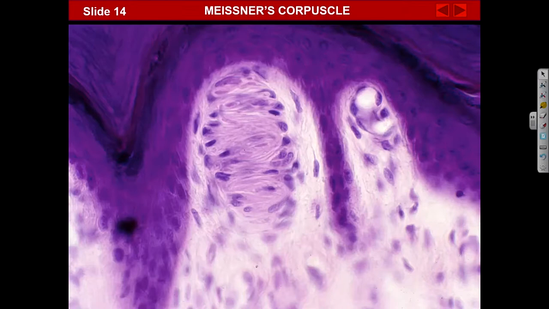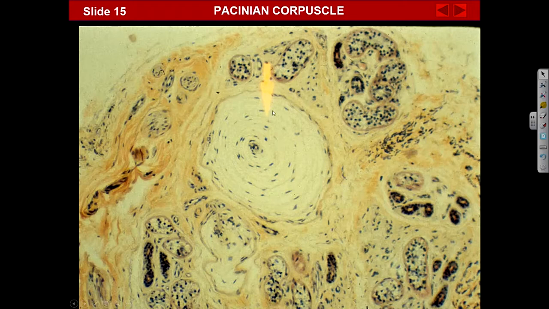So here's a Meissner's corpuscle in that papillary layer. It kind of looks like something wrapped around. This is sensory for light touch. And adjacent, in this other component of the papillary layer, we can see a blood vessel in cross-section, okay? Here's a Pacinian corpuscle deeper down. Again, it looks like an onion cut in cross-section. Any questions?